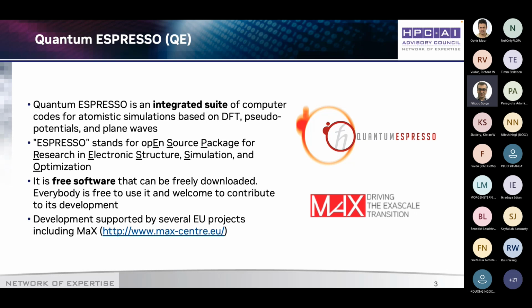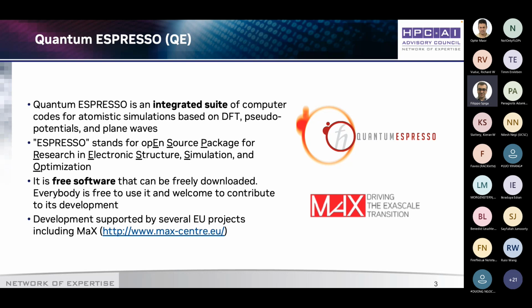So understanding and simulating matter at the atomistic scale, not only understanding how it is structured, but also what kind of properties come from it, from strength to superconductivity, all sorts of things that are based on the state of matter. And Quantum Espresso is free.